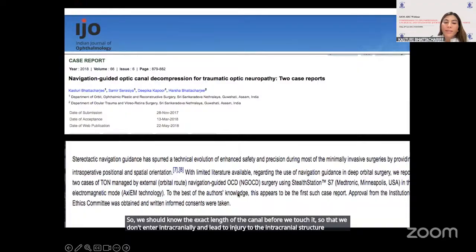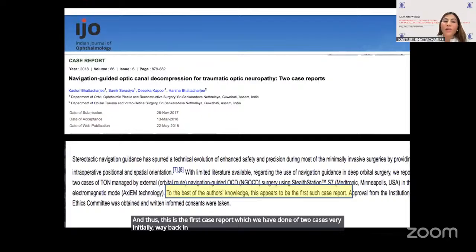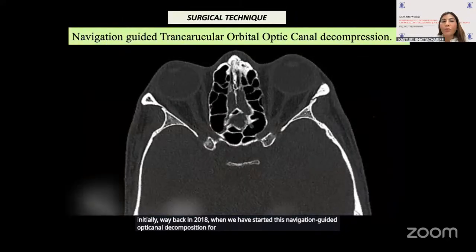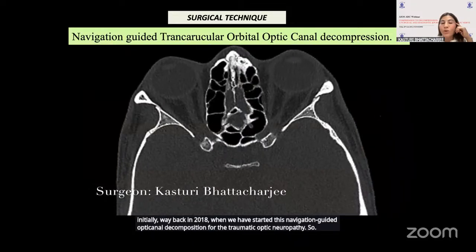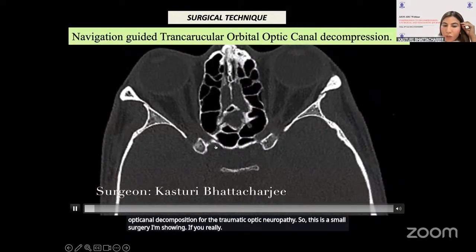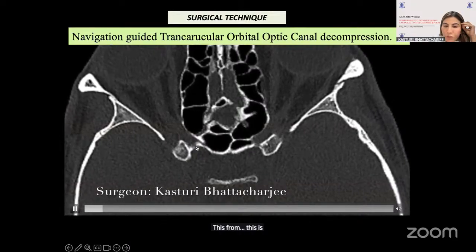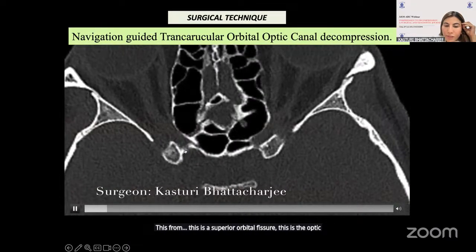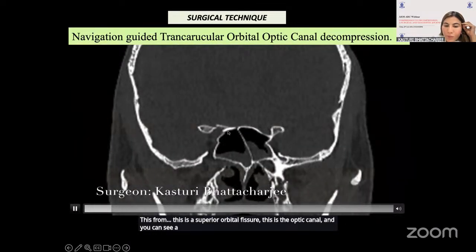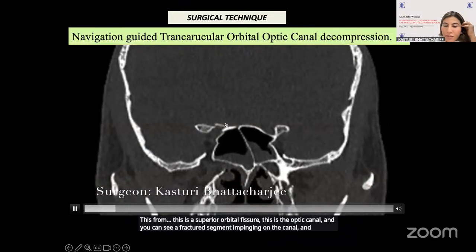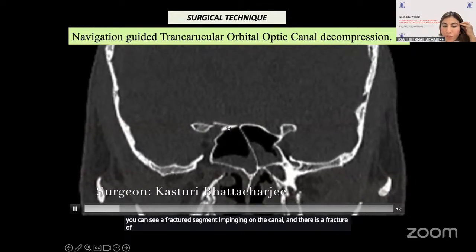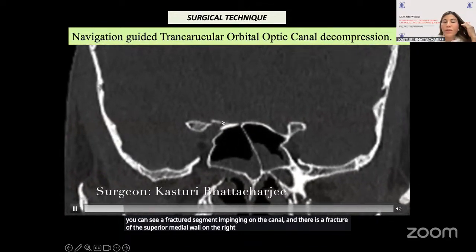And thus, this is the first case report which we have done, of 2 cases very initially, way back in 2018, when we started this navigation-guided optic canal decompression for traumatic optic neuropathy. So this is a small surgery I'm showing. If you really look into it, you can see this is the superior orbital fissure, this is the optic canal, and you can see a fractured segment impinging on the canal, and there is a fracture of the superior medial wall on the right side of the optic canal.